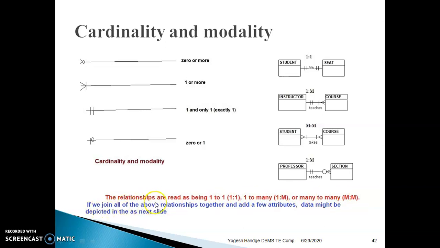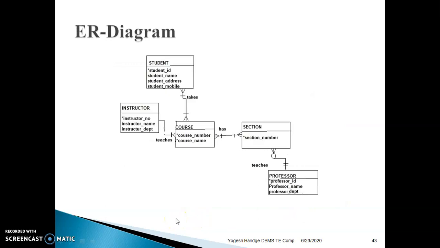If we join all the above relationships together and add a few attributes, data might be depicted in the next slide here. See this ER diagram. Instructor takes many courses. Many students take many courses. Many courses have many sections. One professor teaches many sections.